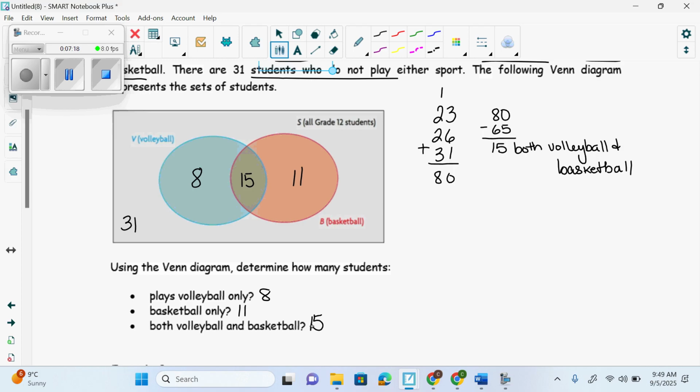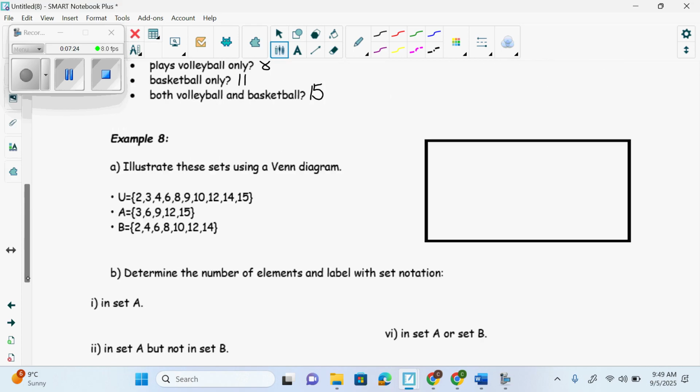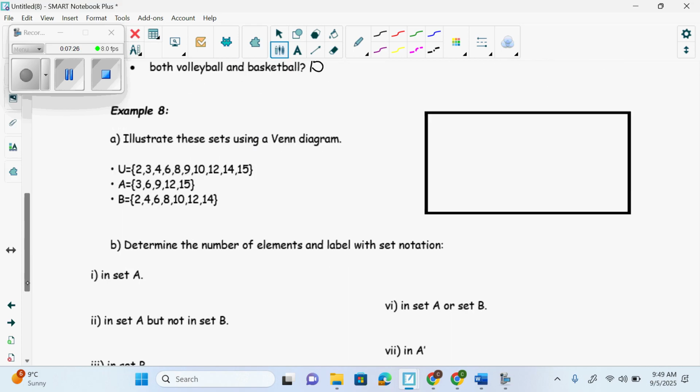All right. So, the question below is not this one where it has just numbers. It's back to having actual elements, correct? So we can have Venn diagrams which have numbers in them, and we can have Venn diagrams with elements in them, yeah? Okay, so let's look here. This one has a universal set, which is 2, 3, 4, 6, 8, 9, 10, 12, 14, 15. And then it has A and B.